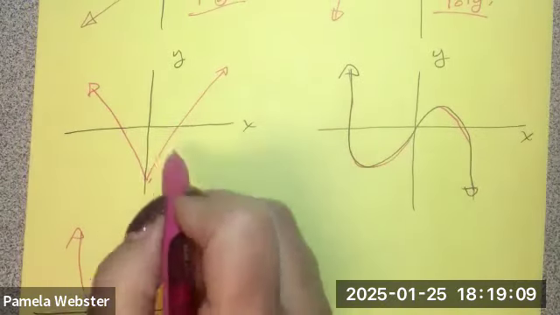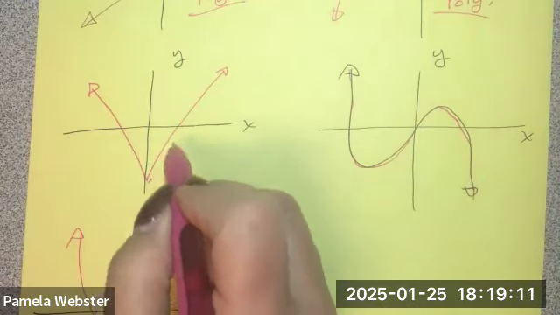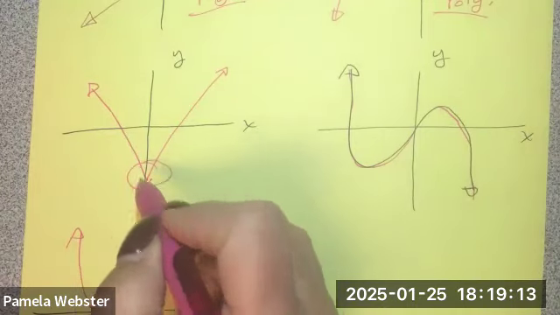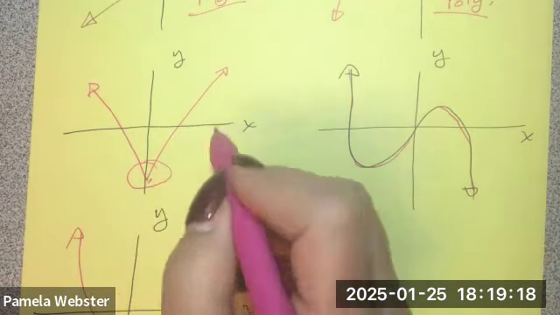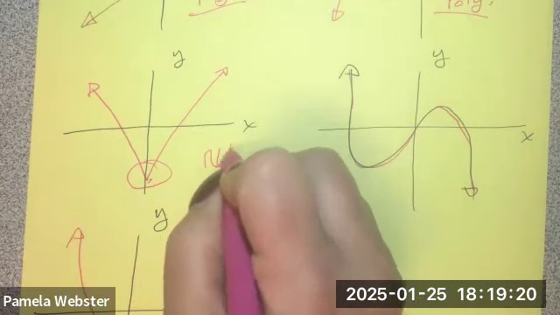Okay. What about here? Oop, there's a jagged corner, right? So things that are like absolute values and stuff like that, they have cusps or corners. This is not a polynomial.